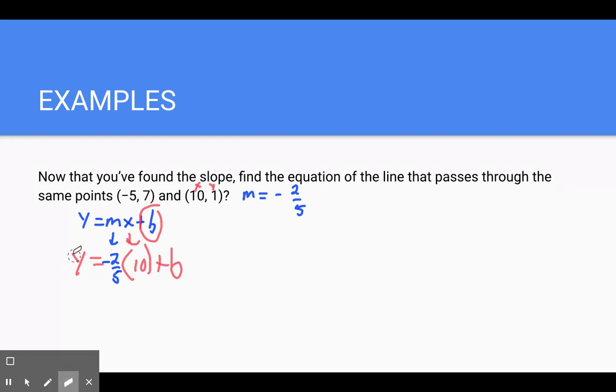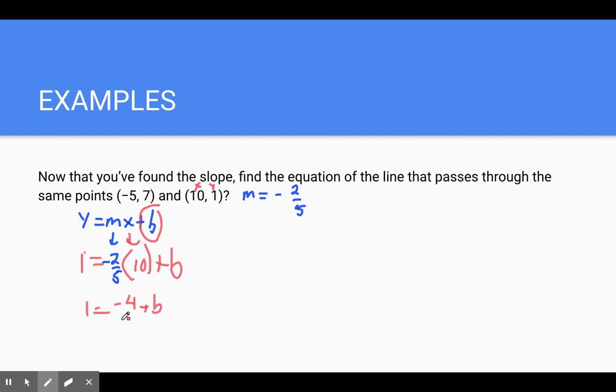Oh, I'm so sorry. Hold on. I said that y was equal to 1, and then I just wrote y. All right, so that should be a 1. Okay, so negative 2/5 times 10. Negative 2 times 10 is negative 20. Then divided by 5 is negative 4. So 1 is equal to negative 4 plus b.